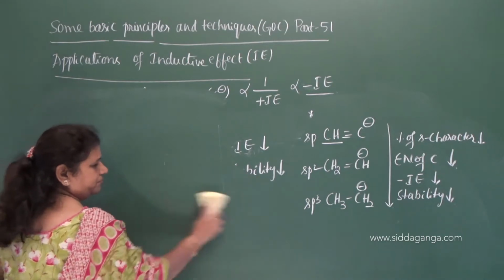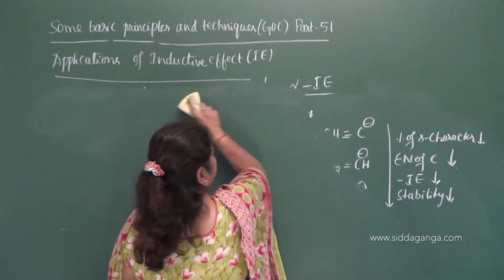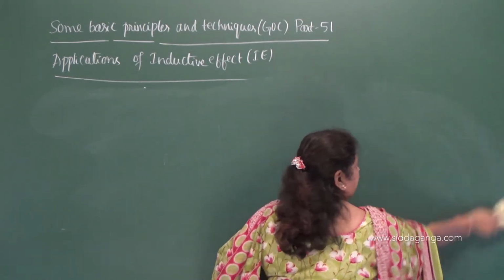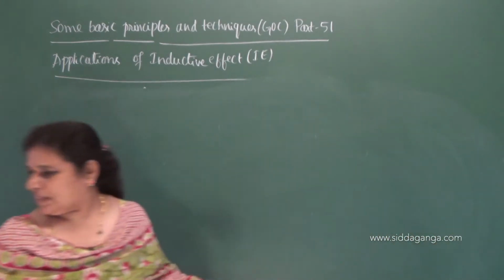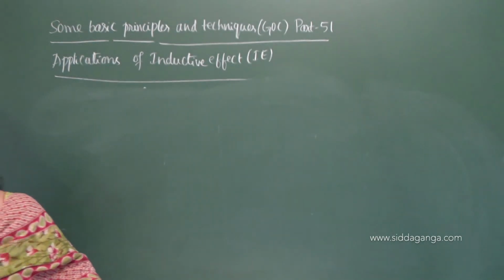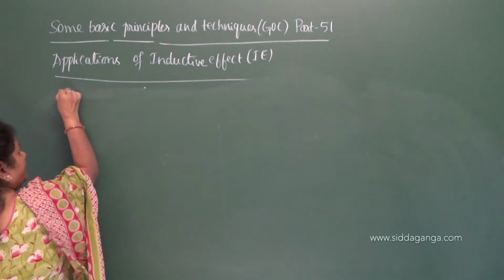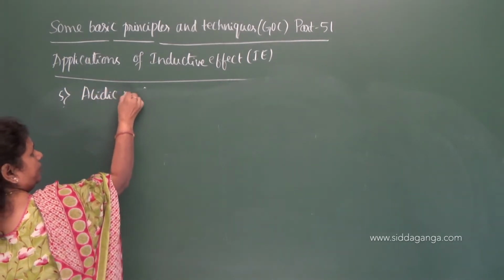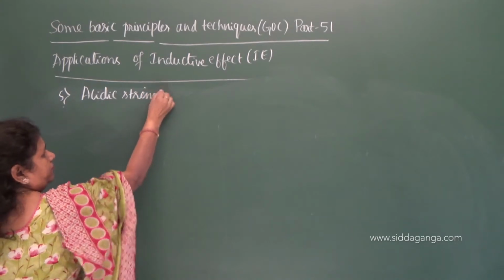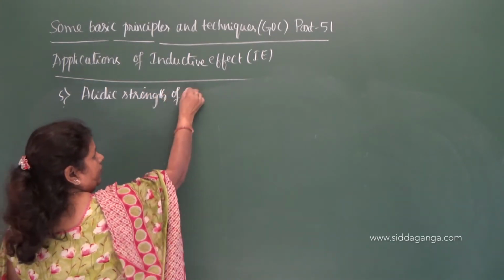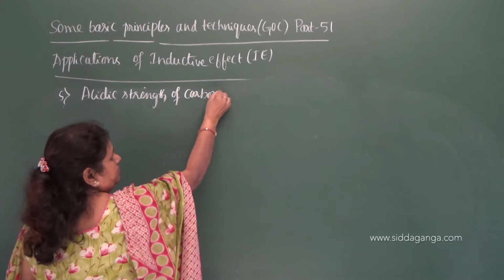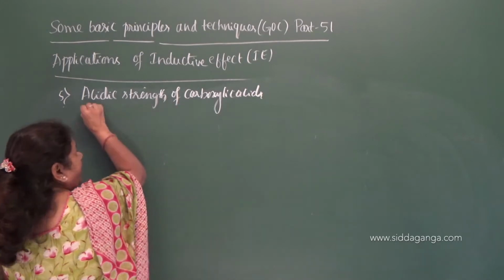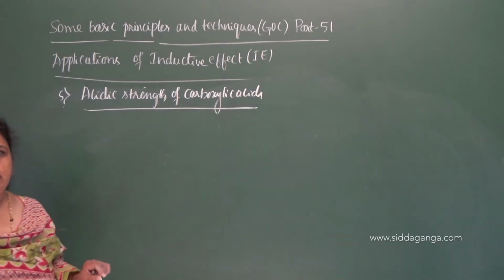Fifth one. Acidic strength of carboxylic acids.